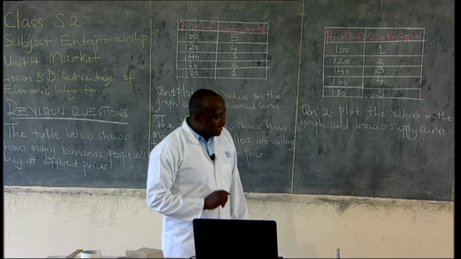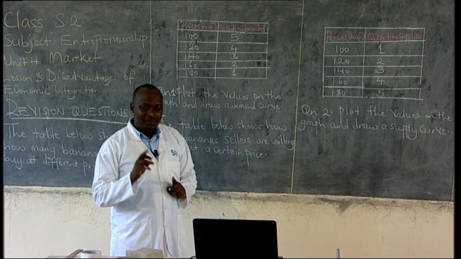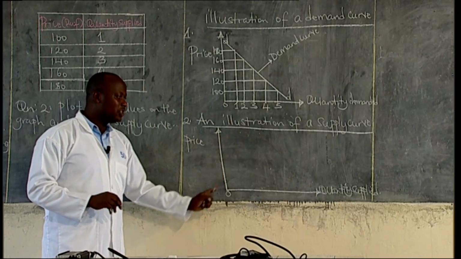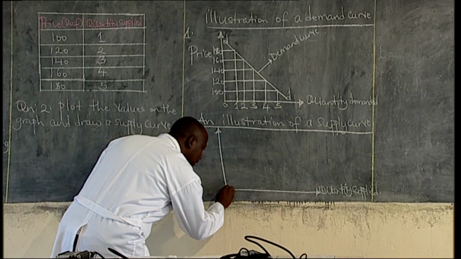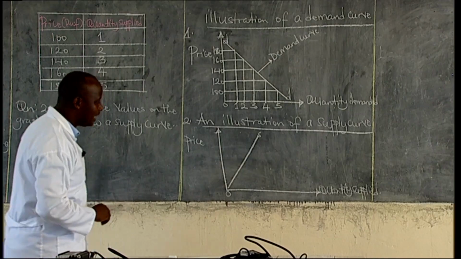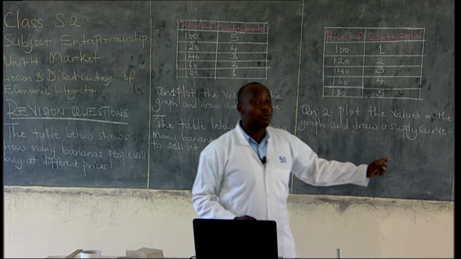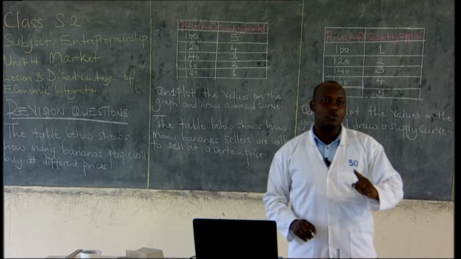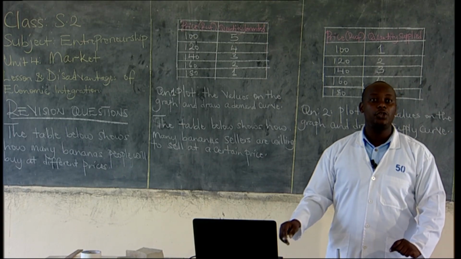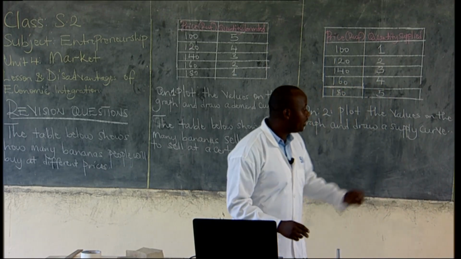Remember, the supply curve has a positive slope because of the direct relationship. It does not slope downwards. It has an upward slope. This is our supply curve, which has a positive slope because of the direct relationship between price and quantity supplied. As the price increases, the quantity supplied increases. As the price reduces, the quantity supplied reduces. They move in one direction. That is why the supply curve has a direct relationship.